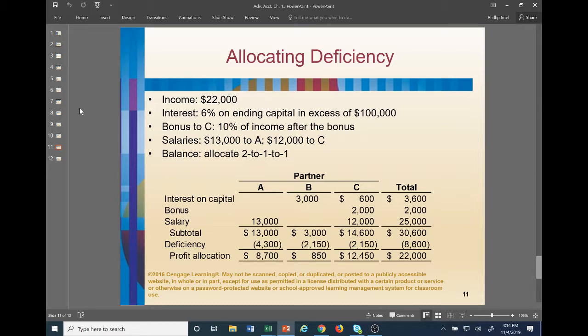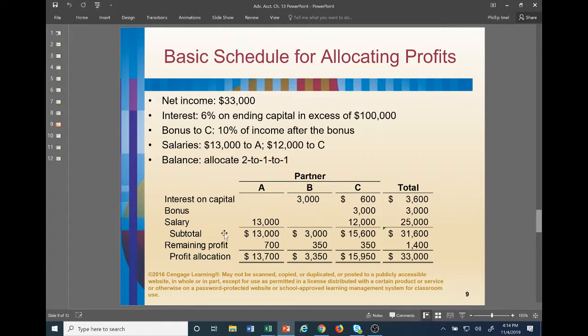It is important to note that the allocation of interest, bonus, and salaries results in an excess allocation or deficiency of $8,600, which is a subtotal of $30,600 less the income of $22,000, which must be subtracted from the partner's previously allocated amounts. So what that means is, in this previous slide here, how the profit right here of the $31,600 was previously allocated out. We went ahead and went through with this.